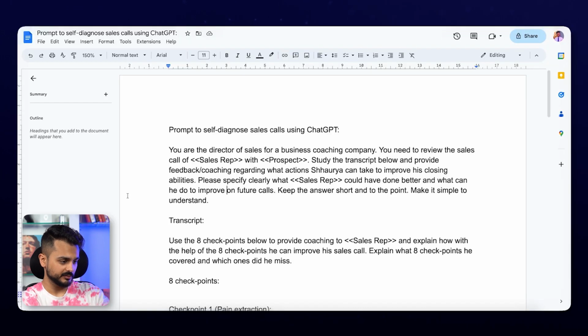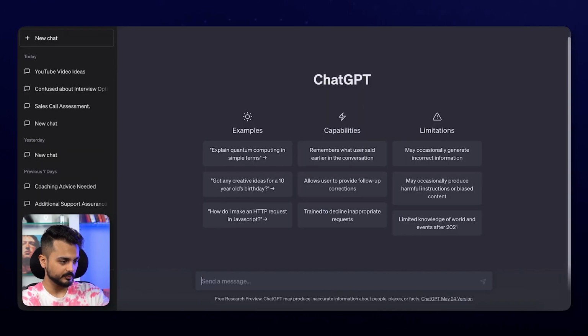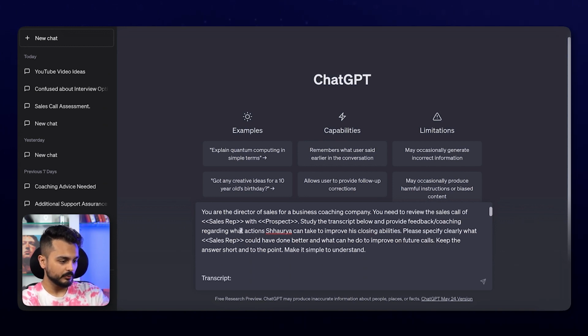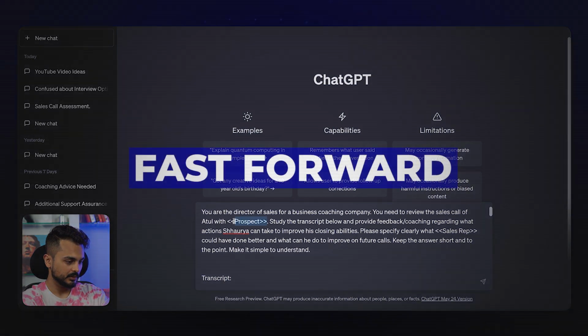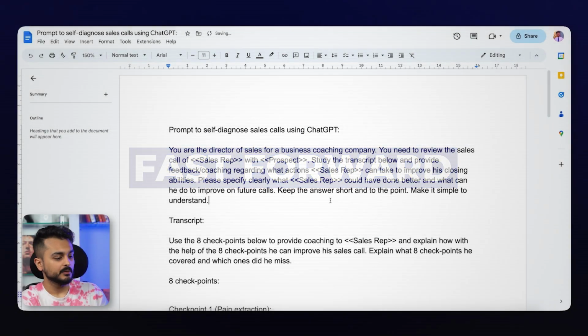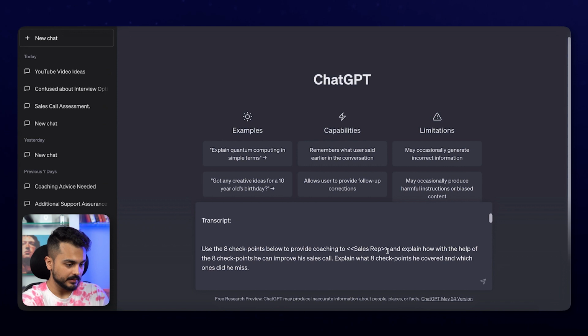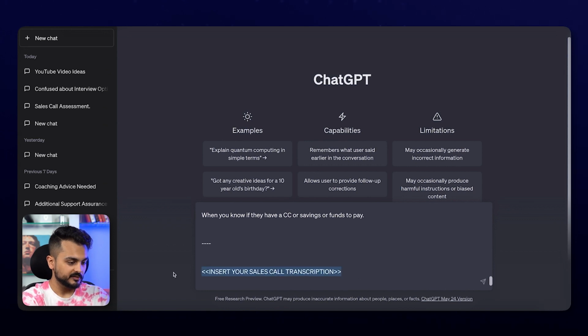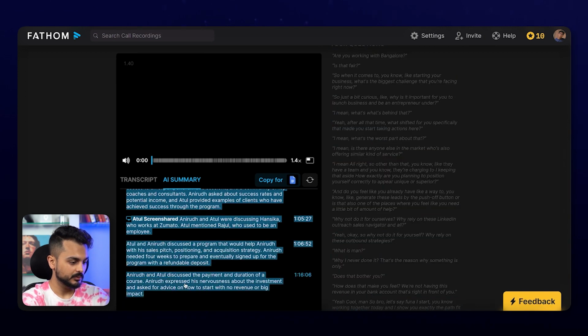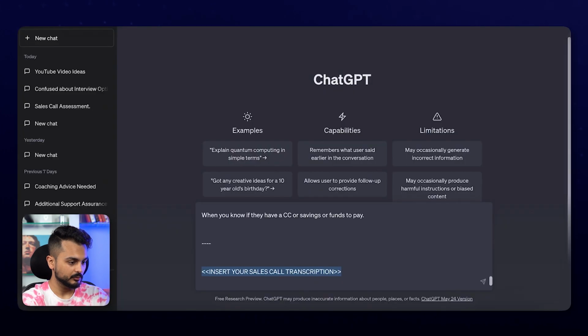So what I would do now is take this prompt, and again, if you want access to this prompt, it's given in the comments section below. I would just take this prompt, go to ChatGPT and paste it over here. Just remove the initial bits. Now you need to replace certain words, for example, sales rep over here needs to be Atul in this case. So this is the prompt that I need to give to this thing, right? And then where it says insert your sales call transcription, I'll just take all this information, copy it, and paste it over here.